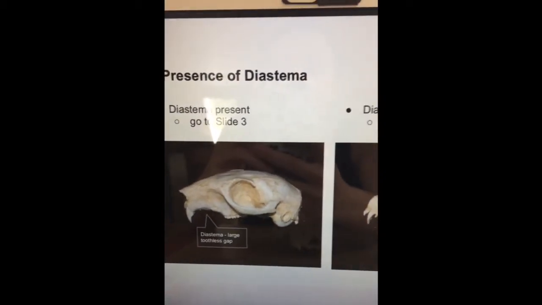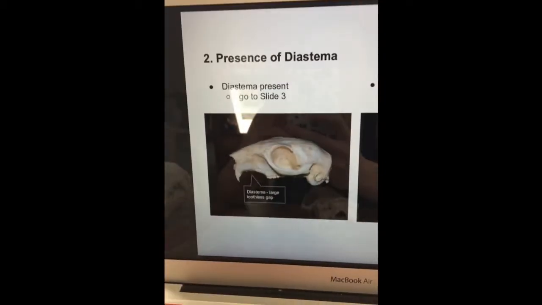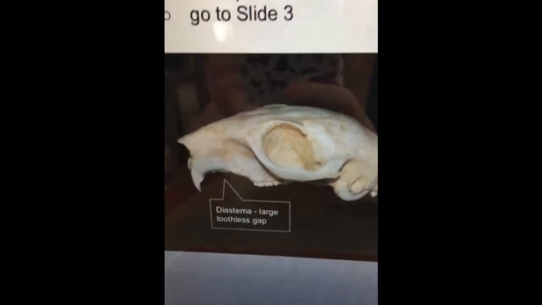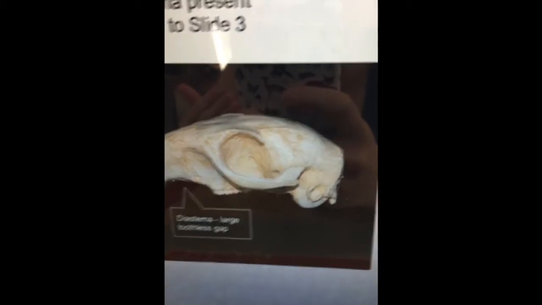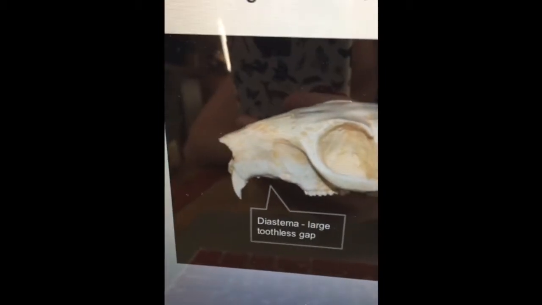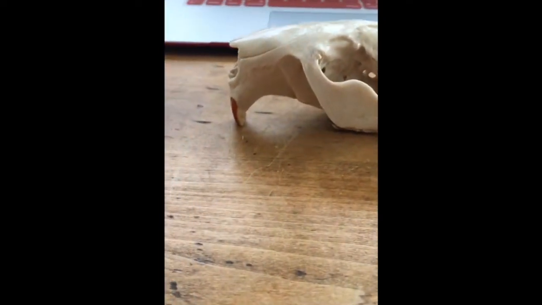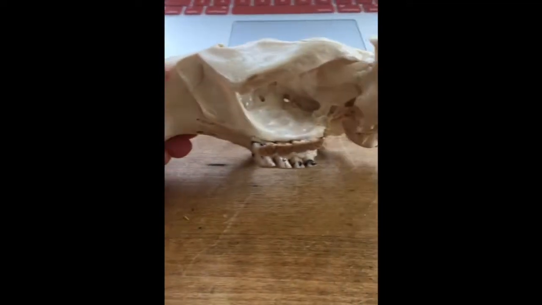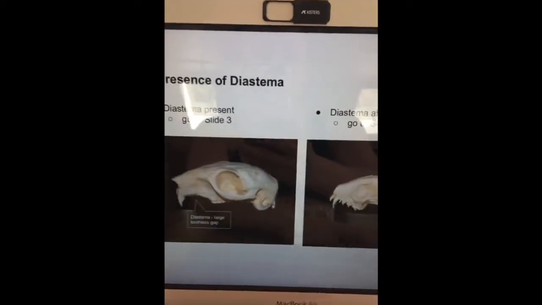So it is now asking us, is there a diastema? A diastema is a large gap between the incisors and the back teeth. Some skulls have it and some skulls just have teeth all throughout. So if I look at our skull from the side, I can see that there is a space between the incisors and the molars that is present. We will be going to slide 3.